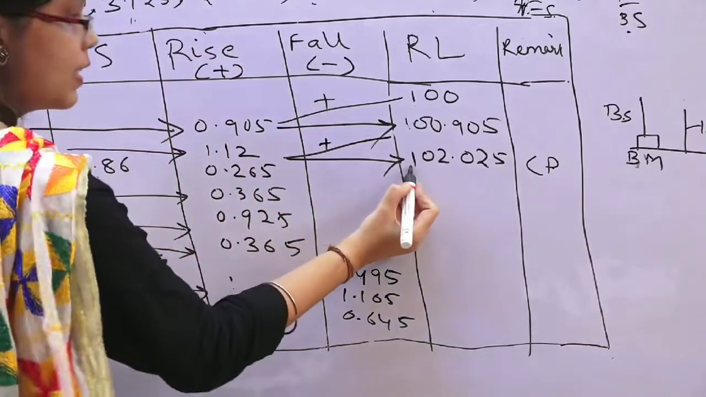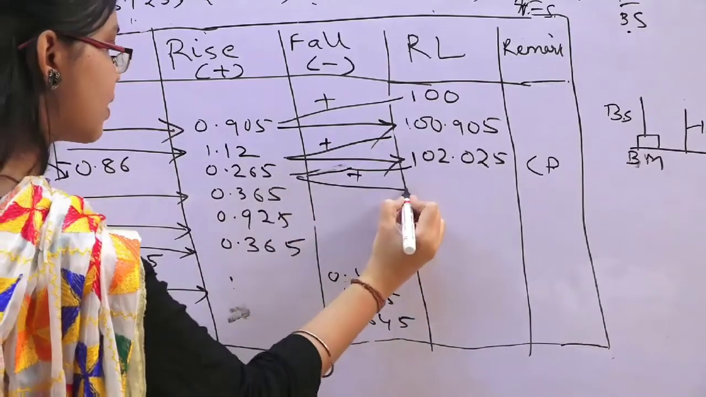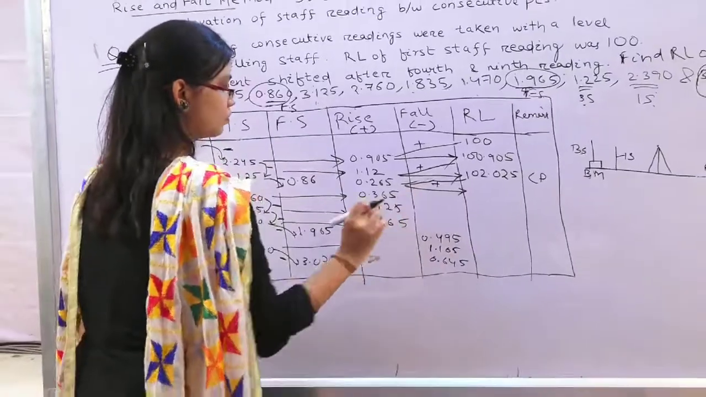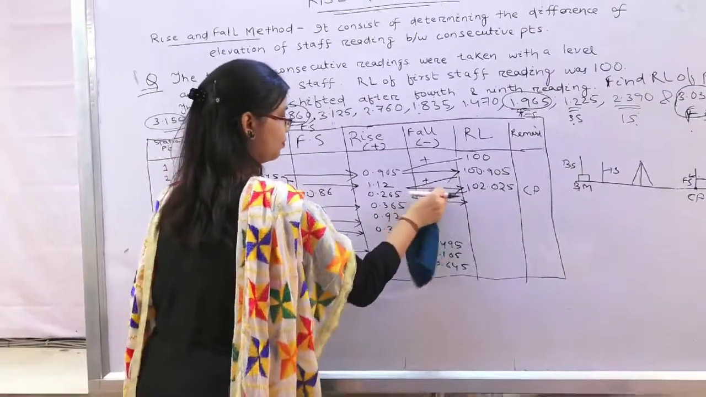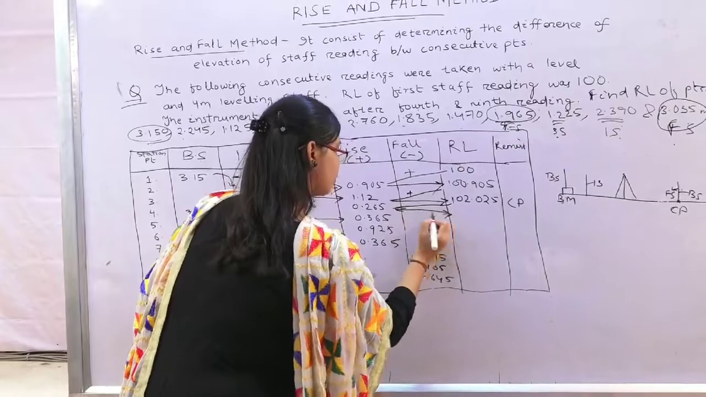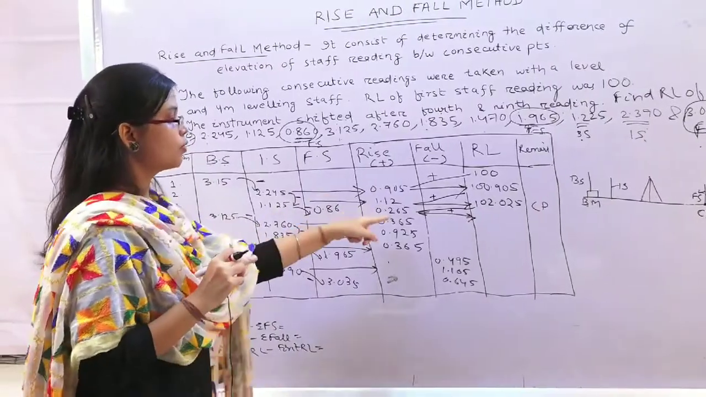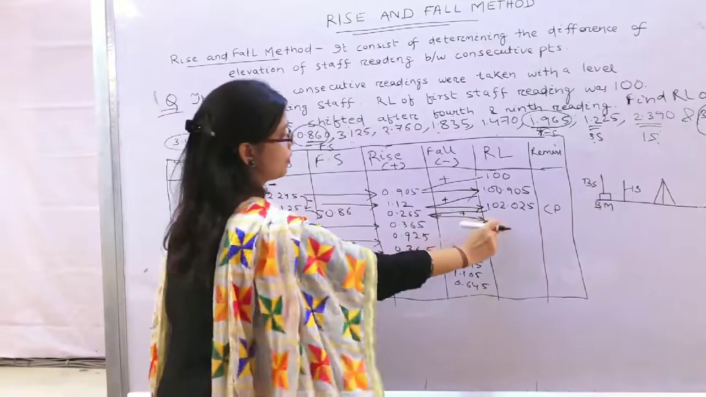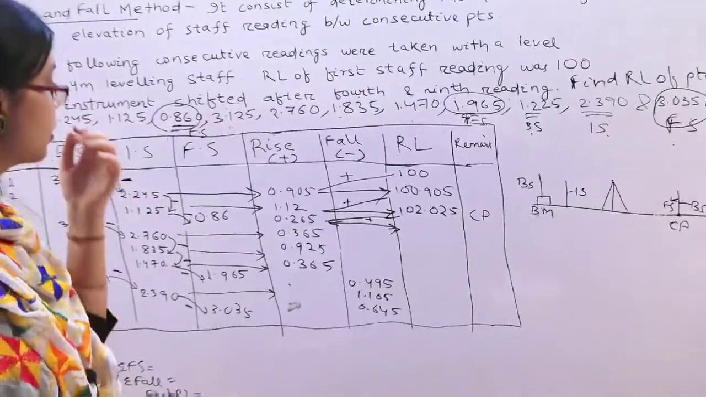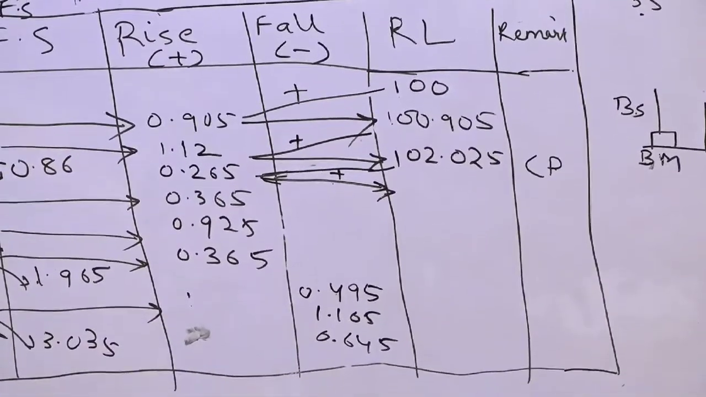Similarly, in the same process, we get the fourth station reading. 102.025 plus 0.265 will give the next reduced level value, 102.29.